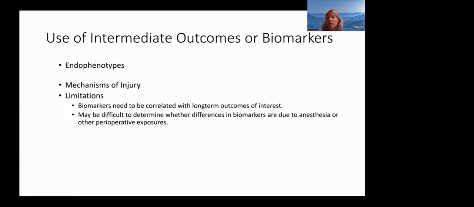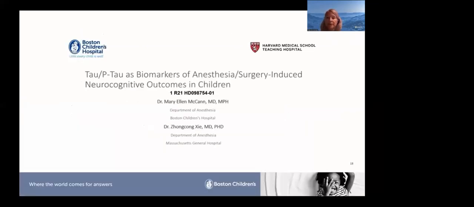Biomarkers need to be correlated with long-term outcomes of interest. It may be difficult to determine whether differences in biomarkers are due to anesthesia or other perioperative exposures, such as the surgical experience leading to neuroinflammation. We are involved in a biomarker study looking at tau and p-tau. Dr. Z and myself are conducting the study at Boston Children's and at Mass General.